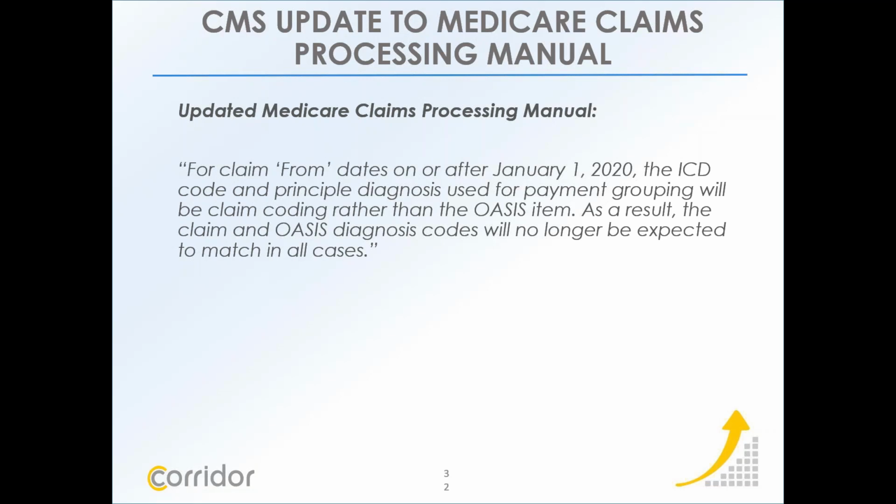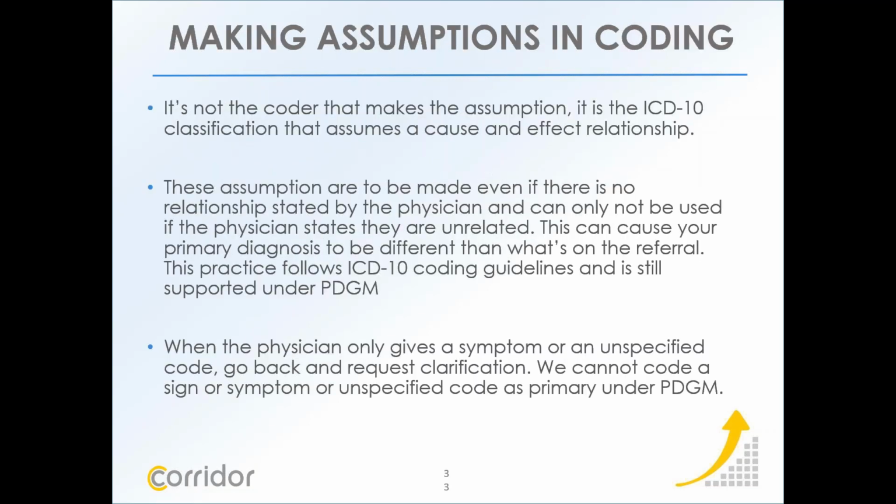And what we found is that this applies more to the second 30-day period that you've all heard about under PDGM, where the primary diagnosis may need to change, whereas the beginning OASIS may not. So that's what this language refers to. It doesn't mean that it has to match on every chart all the time, but there are times that it will not match and it will still be acceptable. Next slide, please.